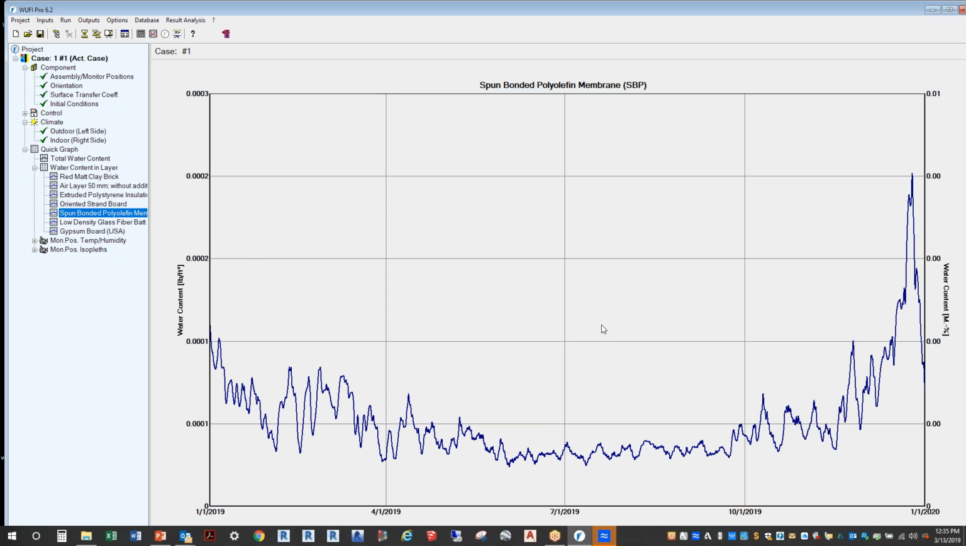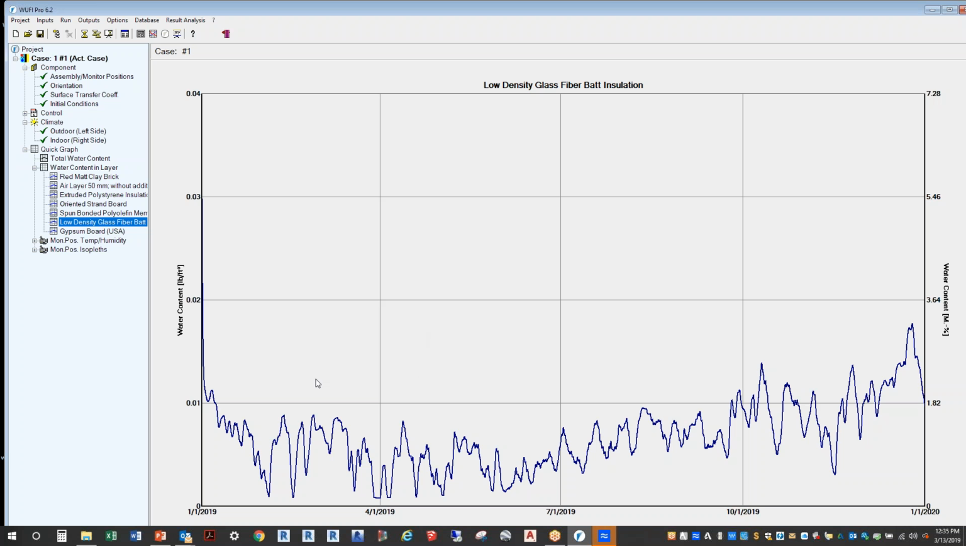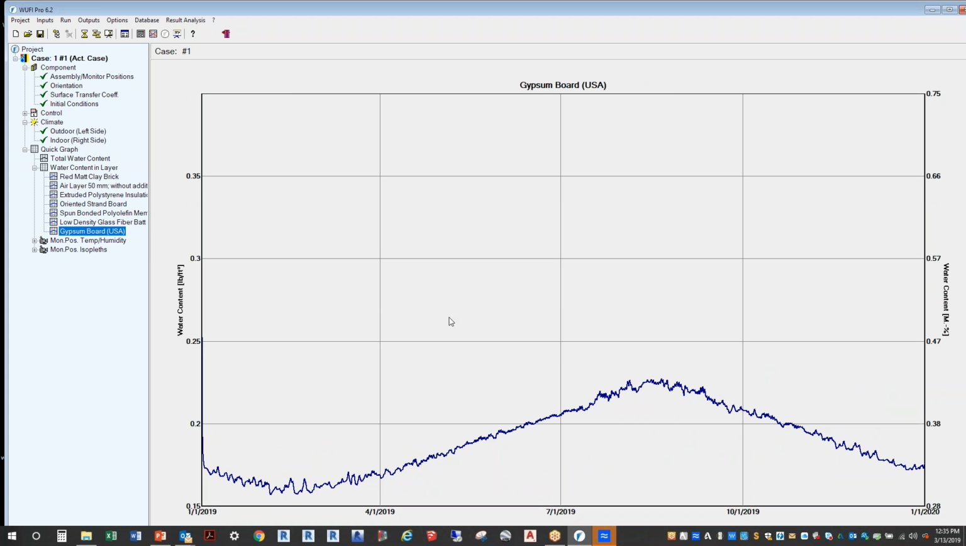Your Tyvek, your batt insulation. So this peaks. It looks like this peaks end of December or so here, and then here, right here. But we're really really low percentage, less than 3.64%. And then our gyp board. This is one you want to keep an eye on too. But super low, super dry. 0.47% is really really dry. Again, 12%, you start getting concerned.